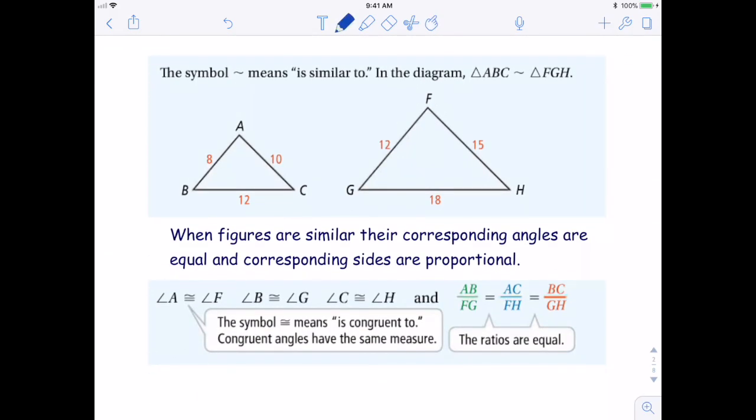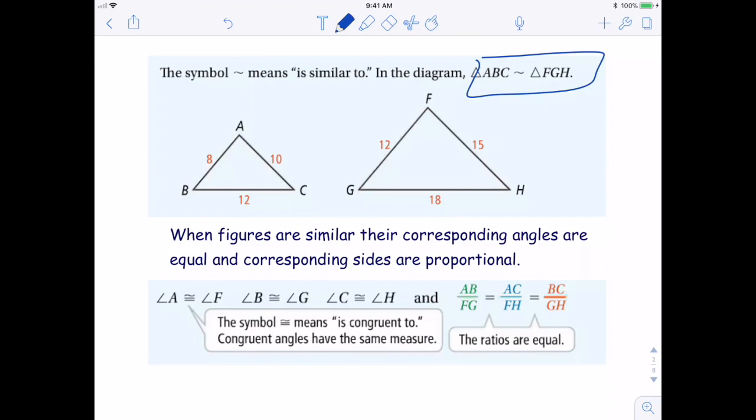So there are a couple of different vocabulary terms to go through with similar figures. The little wavy line means similar to. So when I see this next symbol here, this is stating that triangle ABC is similar to triangle FGH. So it is the same shape, but not necessarily the same size. It's like I took that triangle ABC and I blew it up. So everything grows and it grows at the same rate.